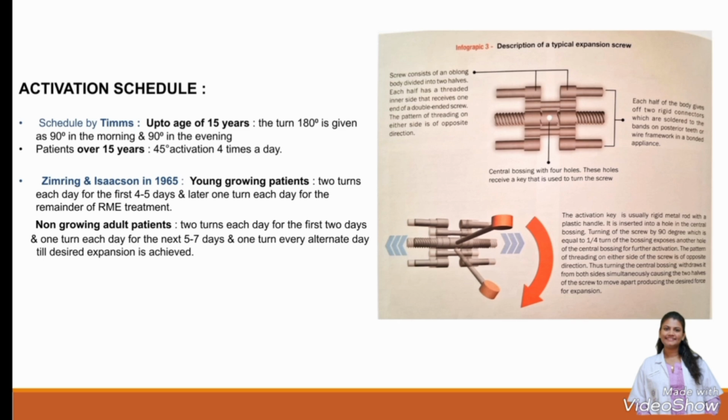Now we will see the description of a typical expansion screw. The screw consists of two halves. One half is threaded on the inner side and the other half is a double-ended screw. The pattern of threading on either side is in opposite directions. Each half of the body gives rigid connectors. There is a central bossing present with 4 holes.